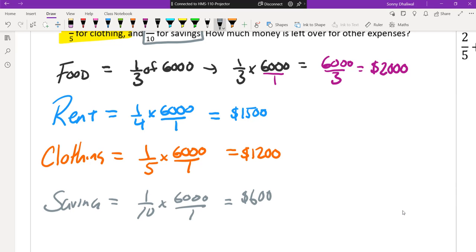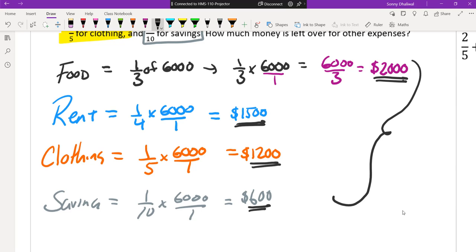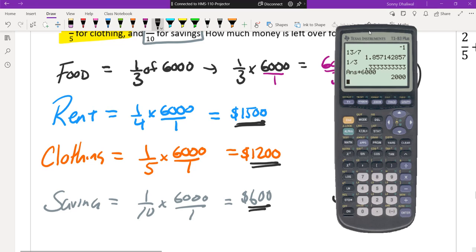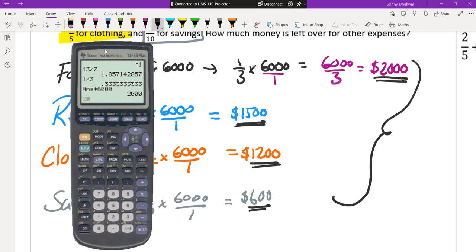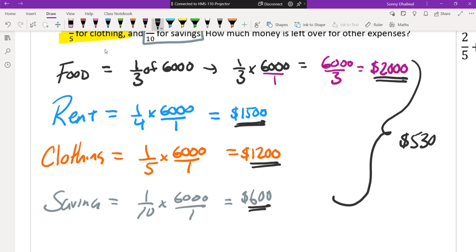Okay. So the question is asking how much money they have left over after all their expenses and their savings account. So we need to find out how much they have spent. They spent $2,000 on food, $1,500 on rent, $1,200 on clothing, and $600 on savings. If we add all those numbers up, what do we have? Grab your calculator. 2,000 plus 1,500... 5,300. It's $5,300 they spent.